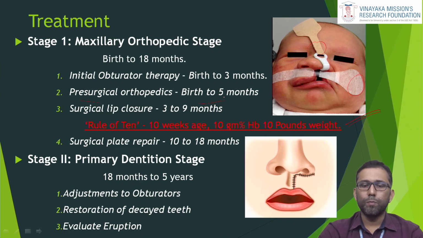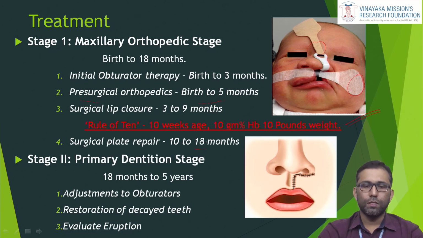Now there is a surgical lip closure that happens between 3 to 9 months, done by a plastic surgeon or an oral and maxillofacial surgeon. There is something called the rule of 10. There are many rules of 10 in dentistry. One rule of 10 is that the child should be 10 weeks of age, have 10 grams of hemoglobin, and weigh 10 pounds, adequately for the performance of surgery and good results. That is taken care of by the surgeons. Now there is something called surgical palatal repair. This is the primary surgical palatal repair that happens between 10 to 18 months. That's the primary palatal repair.